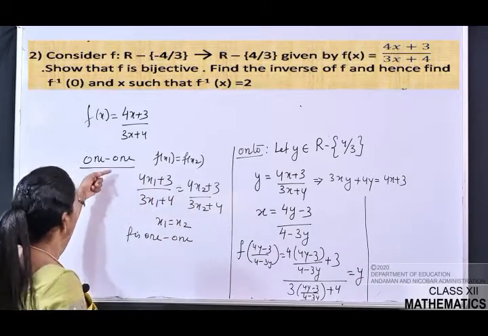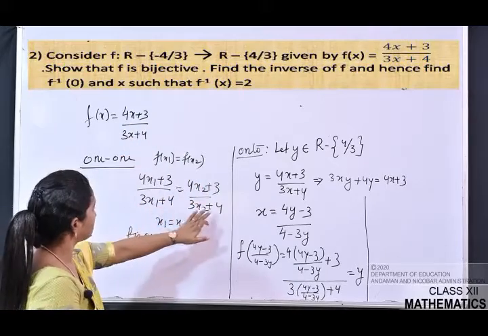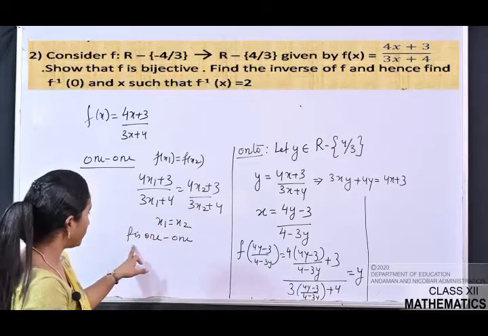bijective. So you have to prove one-one. You know how to prove one-one? f(x1) is equal to f(x2). Here you apply both, simplify, and you will get x1 is equal to x2. So you have proved f is one-one.